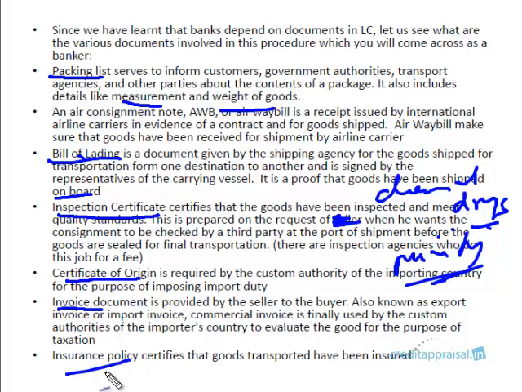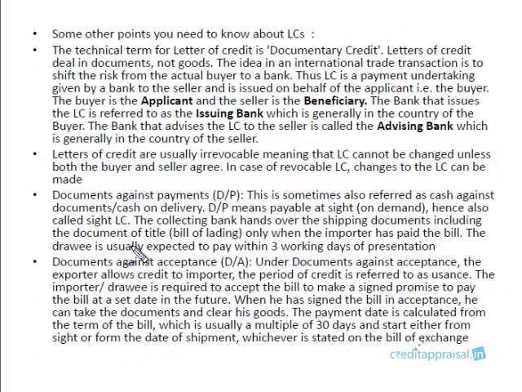There is the insurance policy, which certifies that the goods in transport have been insured, because transportation is fraught with risk, both in shipping and airlines. So it's a safe way to protect the goods. These are the various documents you normally come across in international trade.